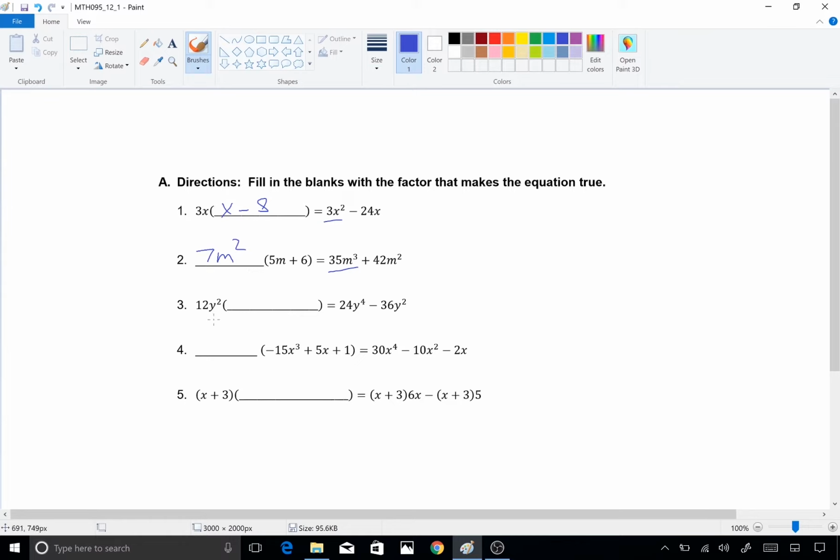You can try numbers 3 and 4 on your own, but the answers will be 2y squared minus 3 and negative 2x. Number 5. x plus 3 times something equals x plus 3 times 6x minus x plus 3 times 5. Well, notice both of these things are multiplied by the x plus 3. We can factor out the x plus 3, and we're left with 6x minus 5.